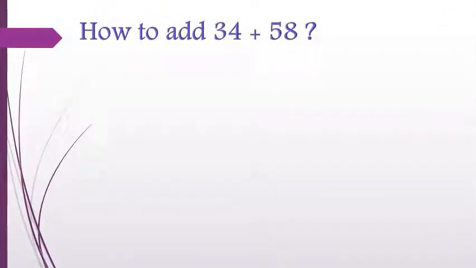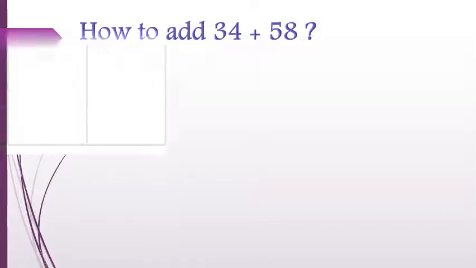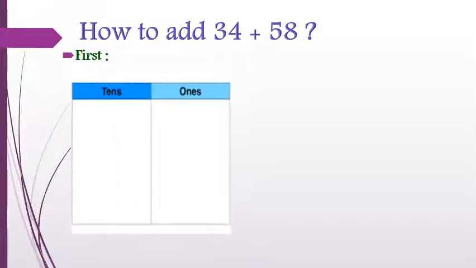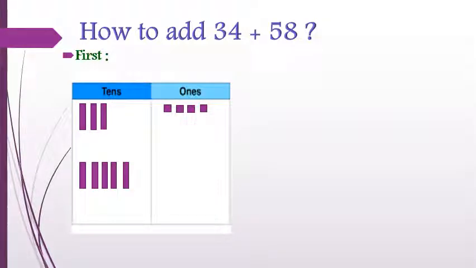And here we have a math problem. 34 plus 58 equals what? First, show 34 and 58 on a place value mat. 34 is represented as 3 sticks and 4 small squares. And 58 is represented as 5 sticks and 8 small squares.